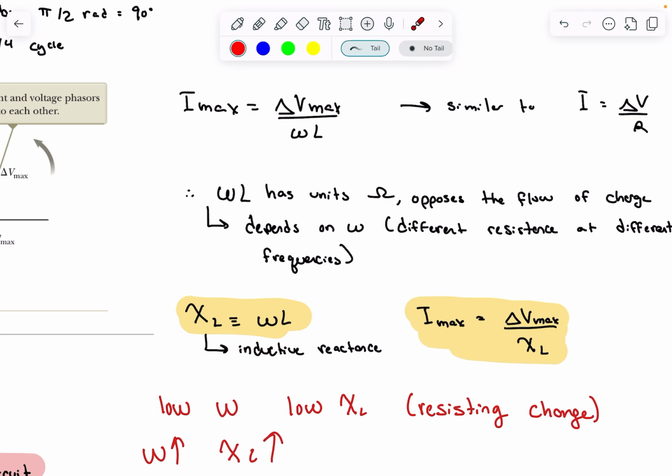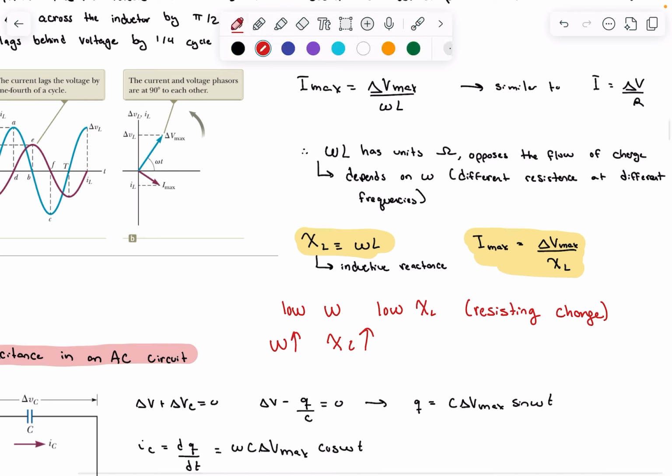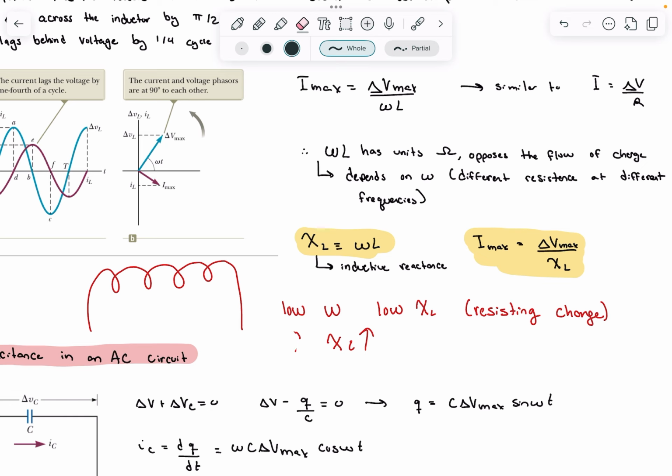Now, what does this actually mean physically? Well, remember that an inductor is just a solenoid. So whenever we have this large omega, what we're really saying is that we have current that is changing rapidly from one direction to another. Here the current's going in this direction, and then it's going to switch, and then it's going to go through this direction. As omega increases, it means that this switching is happening more and more rapidly.